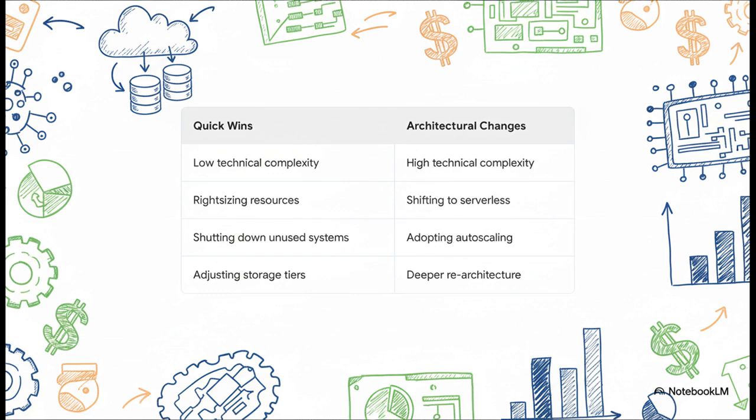Then, on the other side, you have the bigger architectural changes. This is the heavy lifting. We're talking about shifting to serverless models or adopting auto-scaling patterns so your systems expand and shrink with demand automatically. These take more work for sure, but they deliver huge long-term efficiency gains. A really good FinOps practice is always balancing both of these.